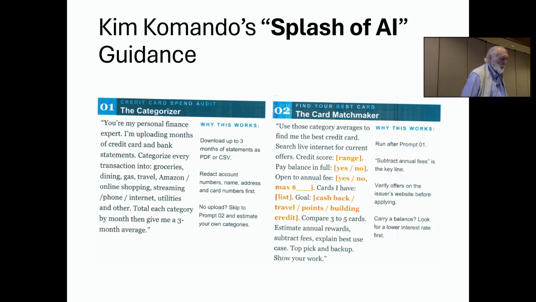All right. Other possible uses. My personal finance expert: I'm uploading months of credit card and bank data. Categorize every transaction into groceries, dining, and so on. Total each category by month and give me a 3-month average. Piece of cake. Use category averages to find me the best credit card. There's all kinds of ways to do that. Factor in the annual fees and so on.